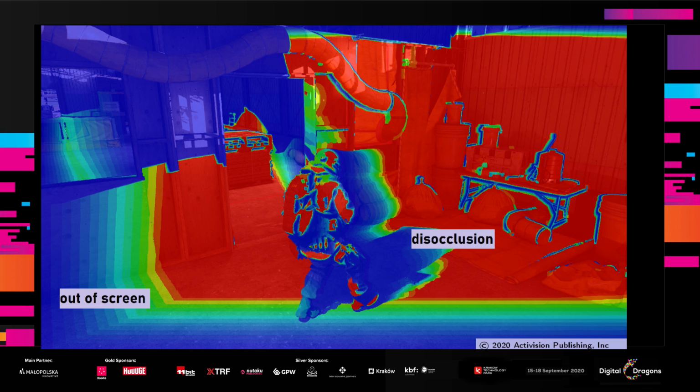As an example, here is a heat map of temporal history length with character and camera in motion. Temporal history is stored on a per pixel basis. So for example, any pixel that wasn't visible in previous frames and is visible in the current frame will lack temporal history. This can happen for pixels that were previously occluded by, for example, a character model, or were simply out of screen due to camera movement.